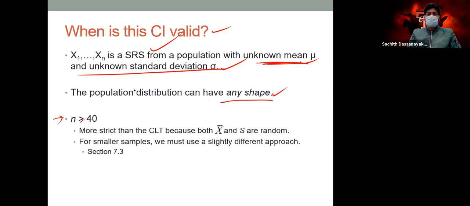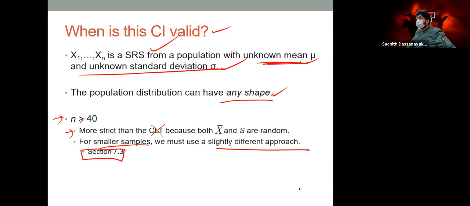You haven't done this part. This is section 5 stuff, the central limit theorem. If I have enough time, I'll do that. For a smaller sample, we must take a significantly different approach. We will talk about small samples in section 7.3 because it is totally different.